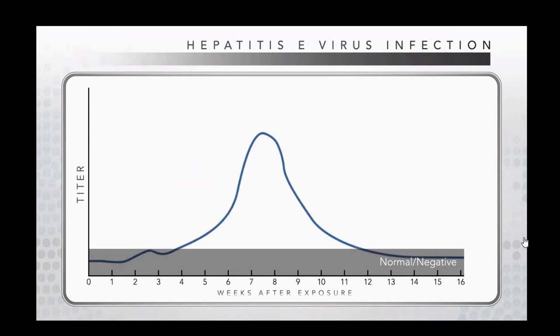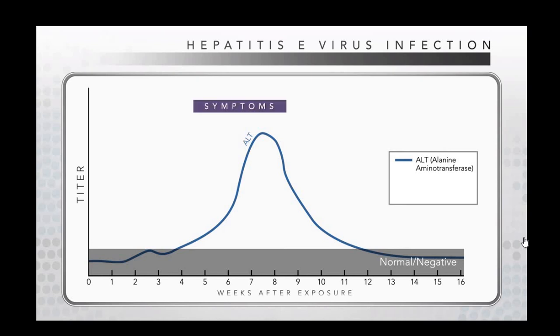Liver enzyme elevation, as shown in blue and labeled ALT for alanine aminotransferase, usually occurs 4 to 5 weeks after exposure to HEV and persists for 3 to 13 weeks. Symptoms noted by the purple bar occur when liver enzymes are elevated.